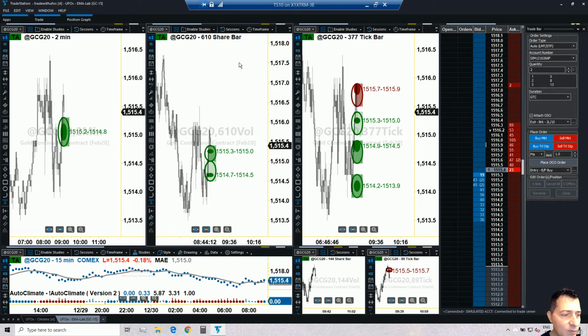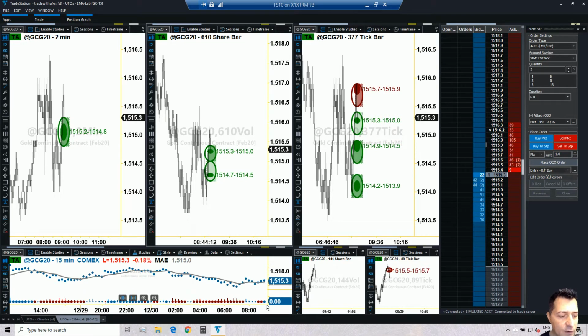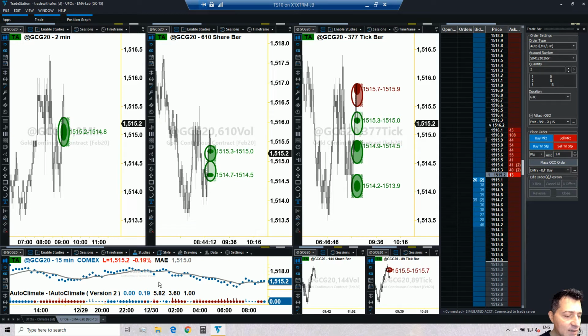We have the right symbol, we have gold, we look at the climate. Okay, the climate is a confirmed climate. We knew that because of the red screen. We got one blue dot. One blue dot means that the climate is a confirmed climate to the upside, so we want to be buyers. And statistics suggest that this climate may last 5.82 bars, and this is bar number 1, so 1 out of 6, right?